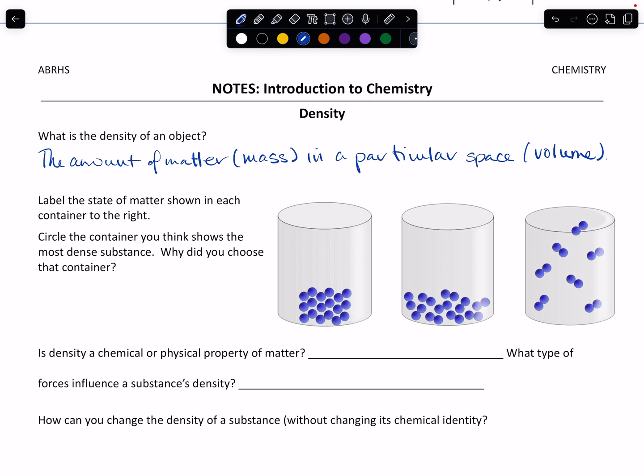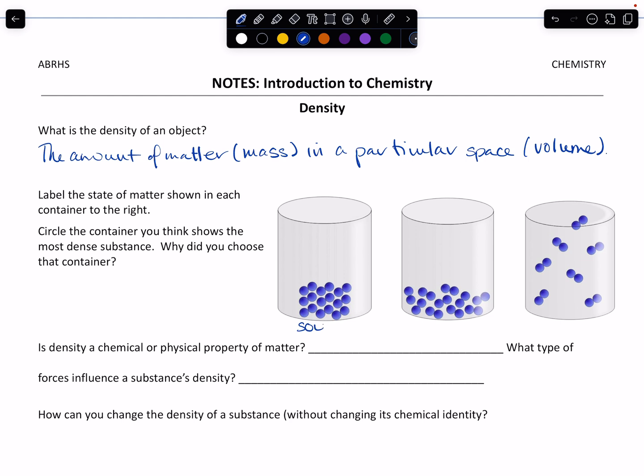So this first beaker is going to be our solid, right? Because the particles are packed really tight. The second beaker is going to be our liquid because they've got a little bit more freedom. They're not packed as uniformly. And then finally, our last beaker will represent the gas. All right. So which of these three states of matter do we think is the most dense?